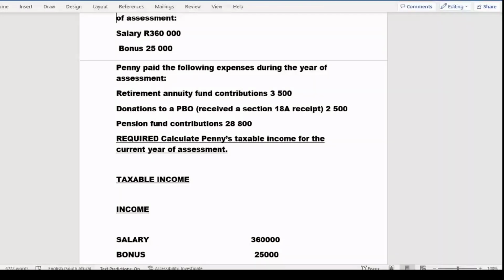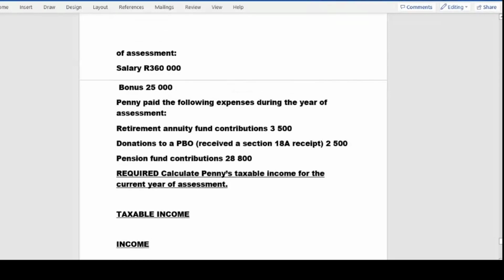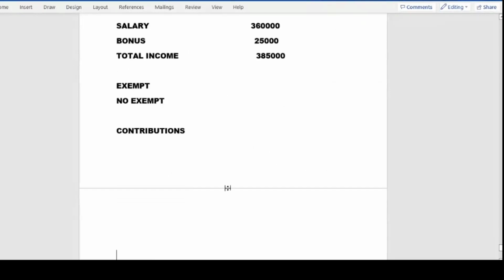Contribution to the retirement fund, there are 2 steps that you have to follow. Your first step is you're going to calculate what's called the percentage limit. Okay. What else? Anzani, Kogetso, what else are you doing? Step 1, calculate the percentage limit, which is limited to 27.5% of the greater of the remuneration or taxable income.